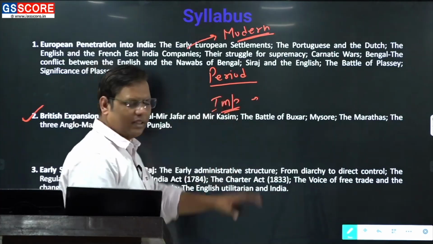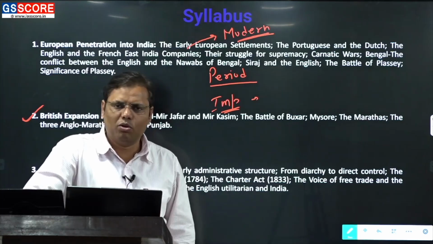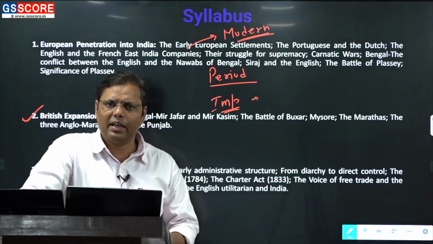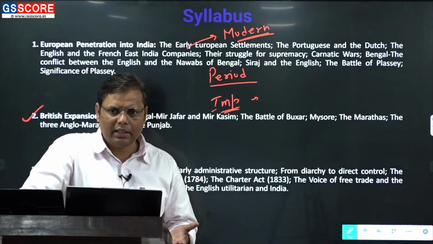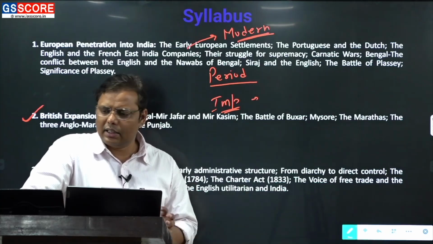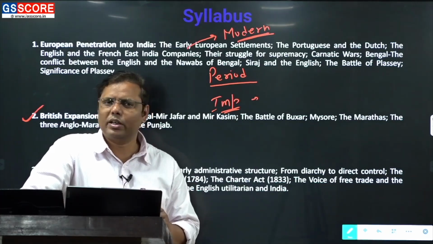So this is a very traditional kind of topic. In fact, I'd say that one question is more or less coming every year, and the questions come from the major political powers, such as Bengal or the Battle of Plassey. Then Mysore, then Maratha, then Punjab, then Karnataka. These are the various regional powers on which questions are coming, and you can always expect one question.